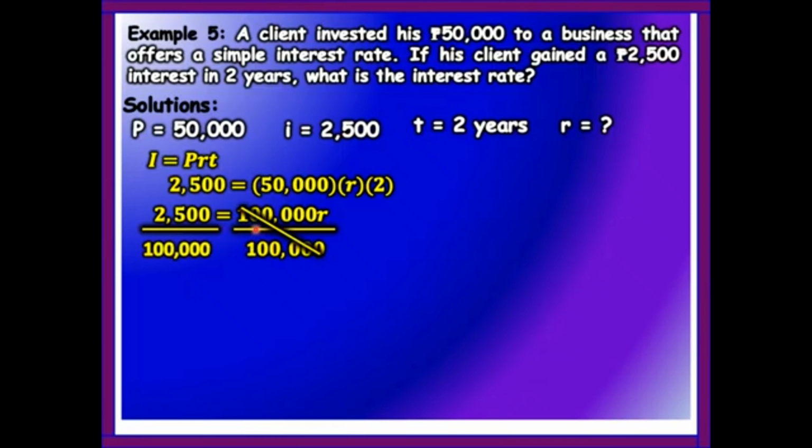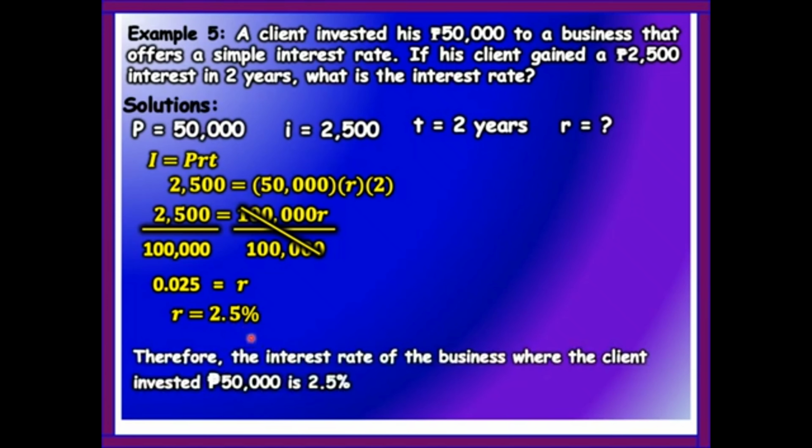So we can now cancel this 100,000 and the remaining term is R, and 2,500 divided by 100,000 is 0.025. And to express it in percent, just multiply it by 100%. So R is going to be 2.5%. Therefore, the interest rate of the business where the client invested 50,000 pesos is 2.5%. Okay?